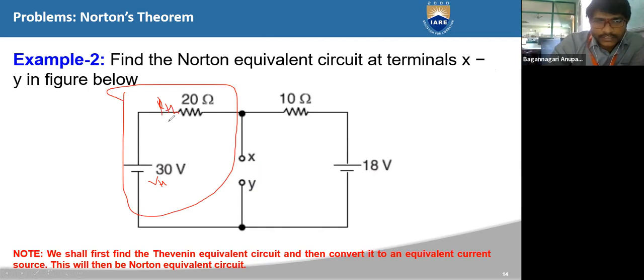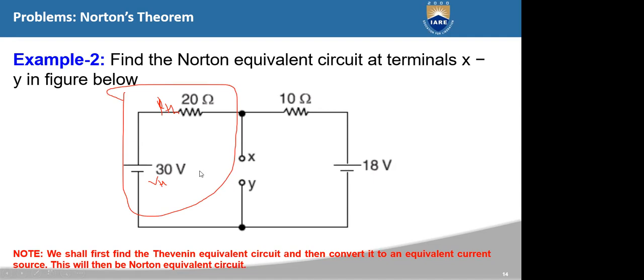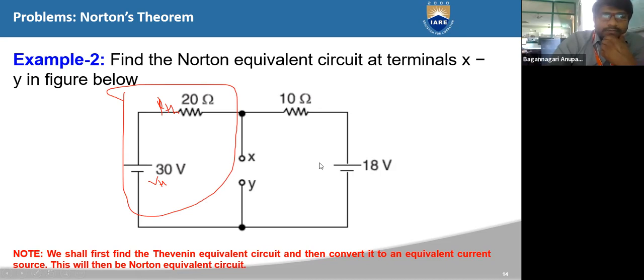So if I can find VTH and RTH for a circuit, isn't it easy to convert that into a current source? Yes, sir. You can find ITH and then connect RTH in parallel. Simply we can convert that into IN and RTH, right? The same resistance value becomes parallel here. The value V by R, that is VTH by RTH, I can write as IN, right?